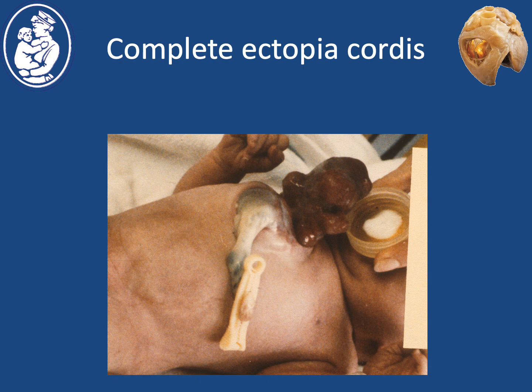This infant has complete ectopia cordis with the heart completely outside the chest. This is characterized by a high omphalocele and very high position of the umbilical cord. The heart is in front of the chest, extending up like so. This patient also had tetralogy of Fallot.